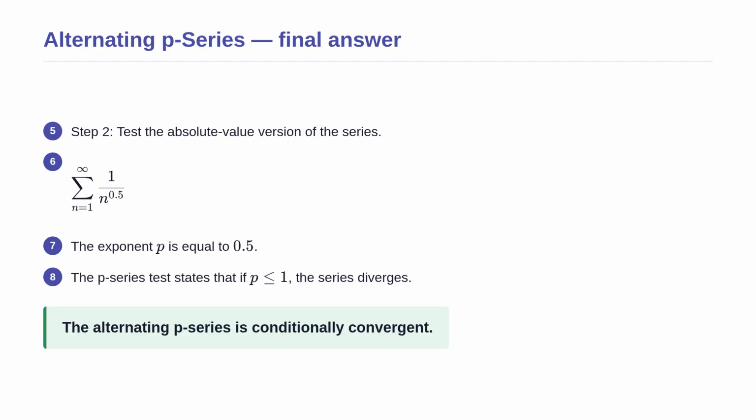We now proceed to step 2, testing the absolute value version of the series. When we take the absolute value, the alternating signs disappear, leaving us with a positive term p-series, the sum of 1 over n to the power of 0.5. In this new series, the exponent p is equal to 0.5. The p-series test states that if the exponent is less than or equal to 1, the series will diverge to infinity. Since the alternating series converges, but the absolute series diverges, this series is also conditionally convergent.